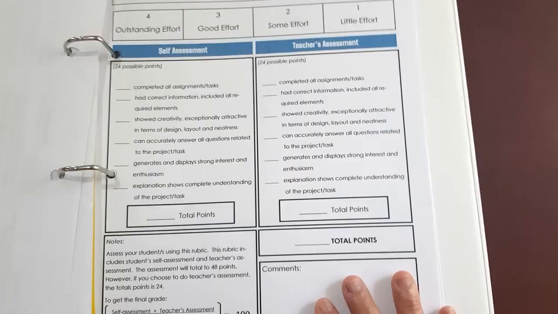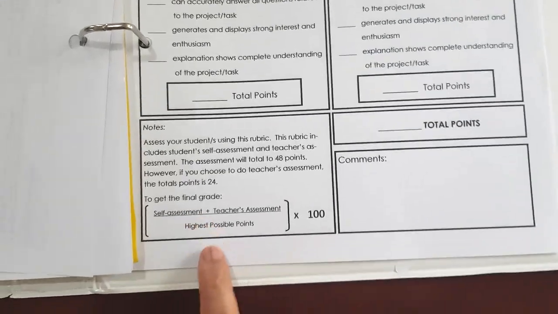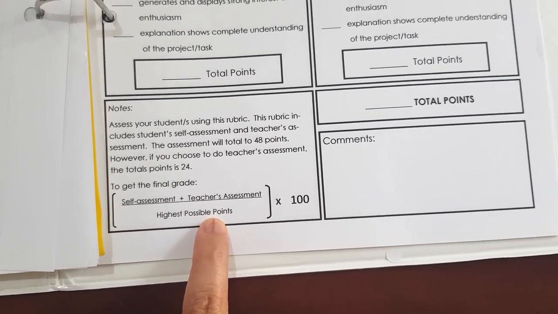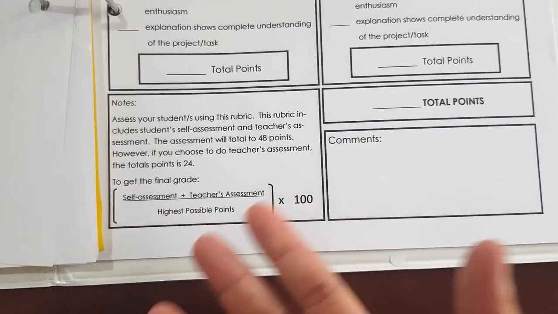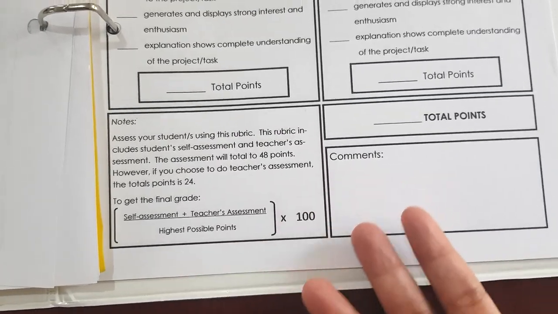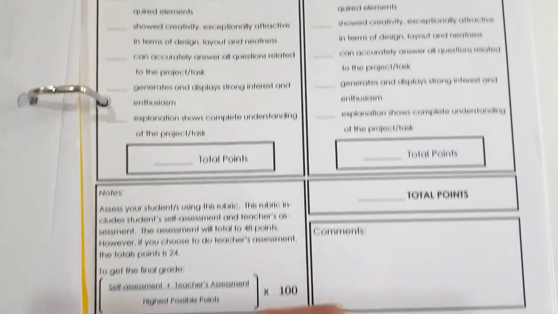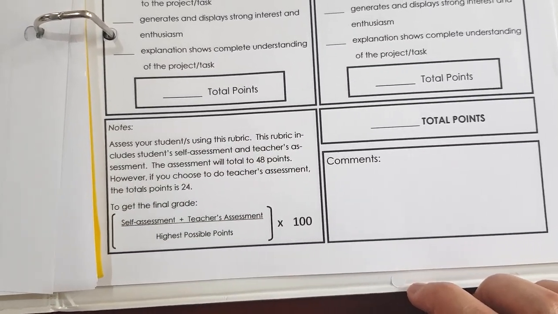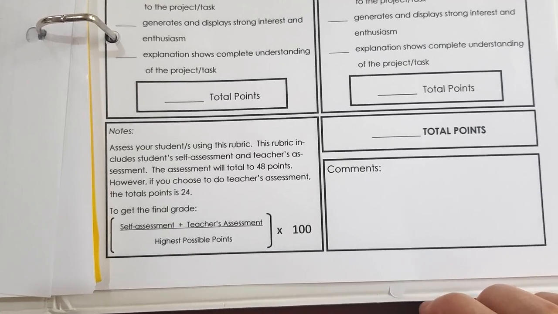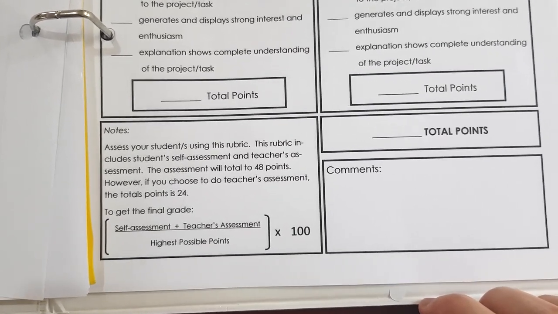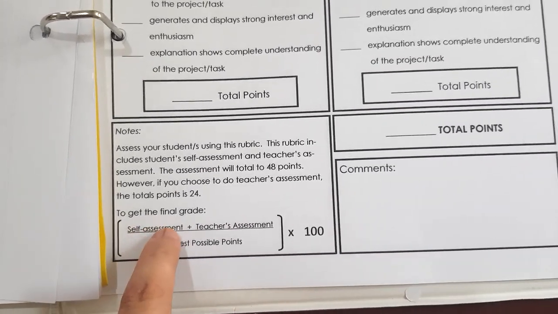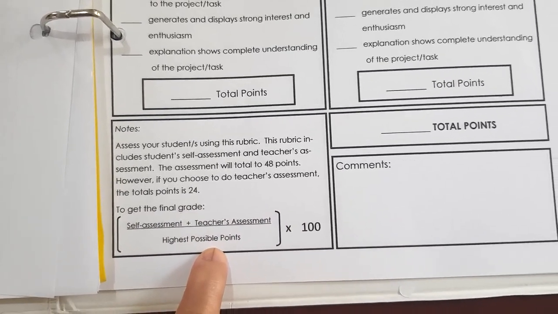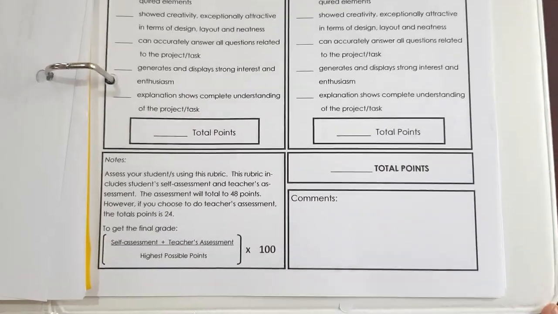Okay, teacher's assessment and then total points. So, meron ako dito sa notes. Okay, this is how we compute it. Assess your students using this rubric. So, this rubric includes student self-assessment and teacher's assessment. So, yung total ng assessment ay 48 points. However, if you choose lang naman to do the teacher's assessment, the total point is 24. So to get the final grade, self-assessment plus teacher's assessment over the highest possible scores or points times 100.